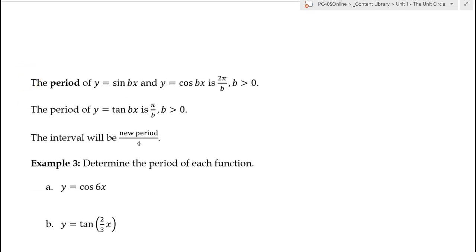The period is related to B in the sense that it is actually 2 pi divided by B. Okay? The period for tan is a little bit different, and again, we'll come back to that one. But in general, the interval will be the new period divided by 4. Okay, so again, this is kind of like how much I would expect to have to repeat my sine function.